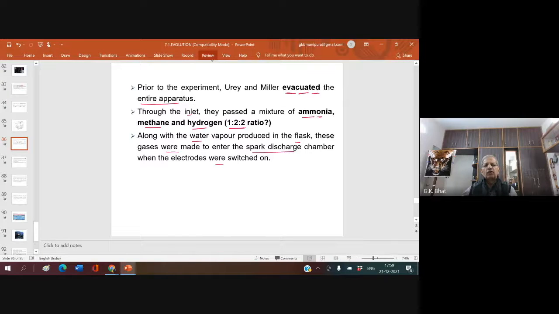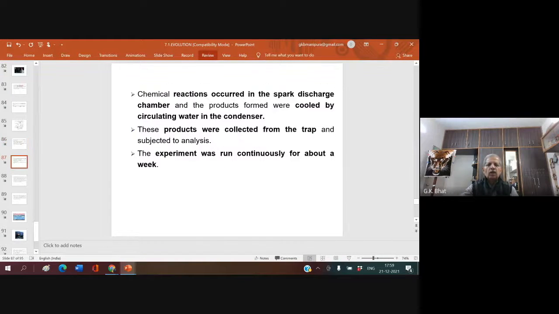Along with the water vapor produced in the flask, these gases were made to enter the spark discharge chamber when the electrodes were switched on. Chemical reactions occurred in the spark discharge chamber, and the products formed were cooled by circulating water in a condenser. Let me show you again.